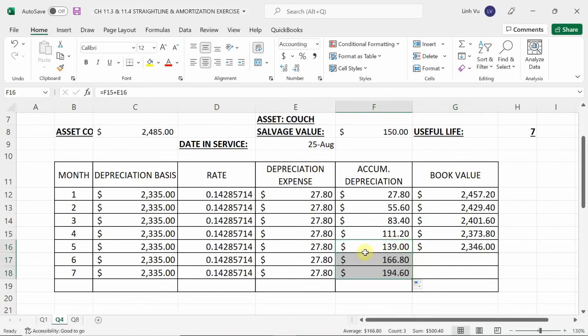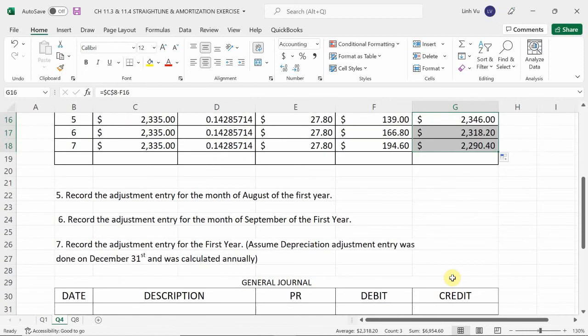In this case, you should get the next one is 166.80, and then the next one is 194.60. Okay. And if I pull these down, then I get 2,318.20 and 2,290.40. Okay, so that's that. So let's go ahead and take a look here.